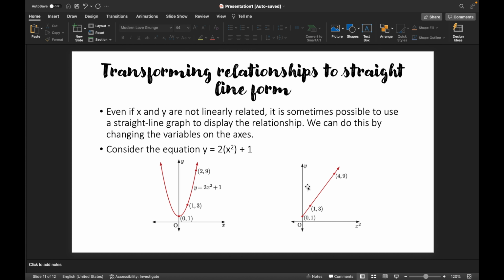So now let's consider the following equation, which is y equals 2 into x to the power of 2 plus 1. You know that the graph of this will be this, right? It's an upward opening parabola, and as you can clearly see, it's not linear. But then we can change the variable on the x-axis in order to make it a straight line. So if we wrote x squared here, and this would be y, this would be a straight line. You can see this is in the form of y equals mx plus c, where m, or the gradient, is 2 and y-intercept is 1. You can clearly see that 0, 1. So y-intercept 1 and the gradient is 2. So you can transform them.